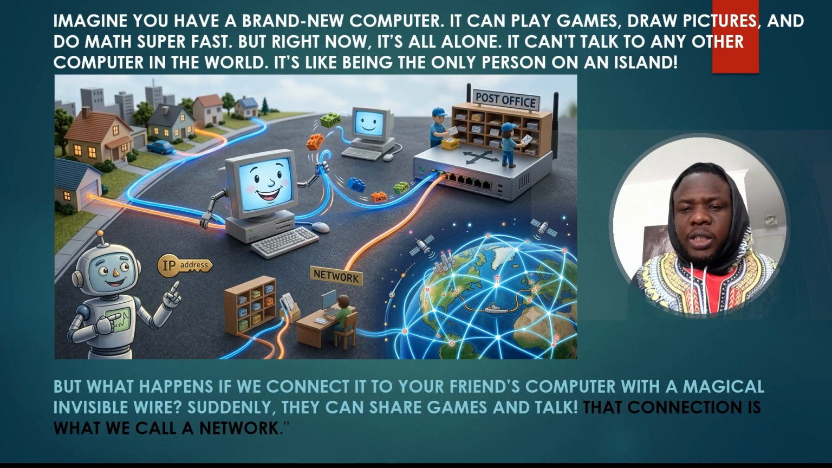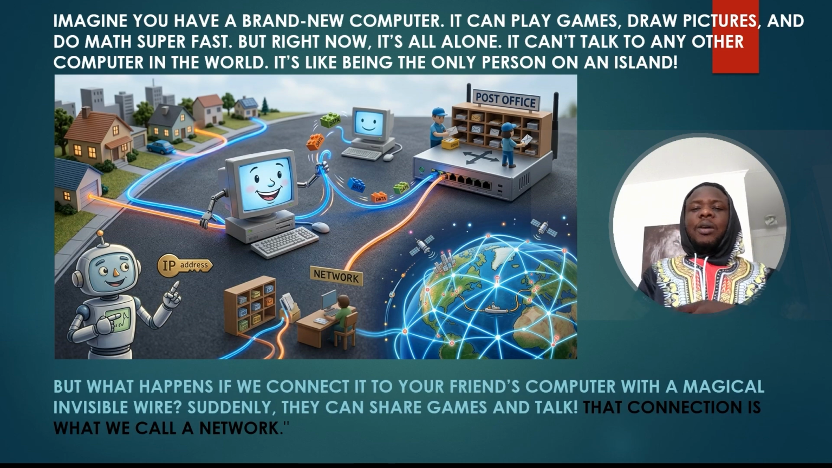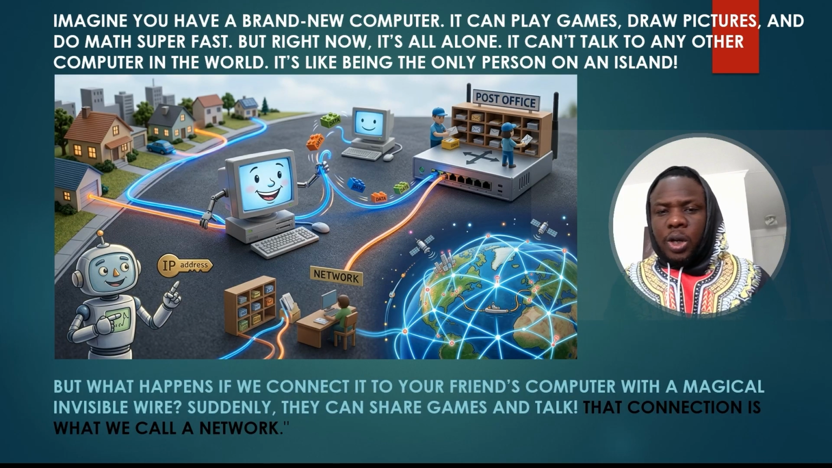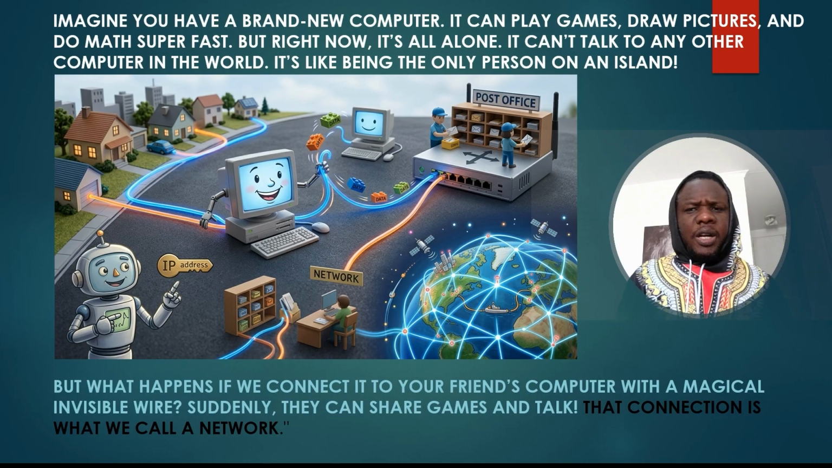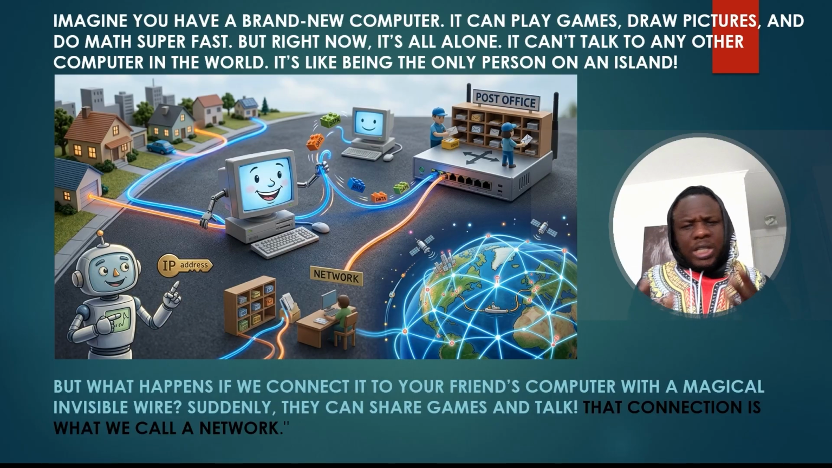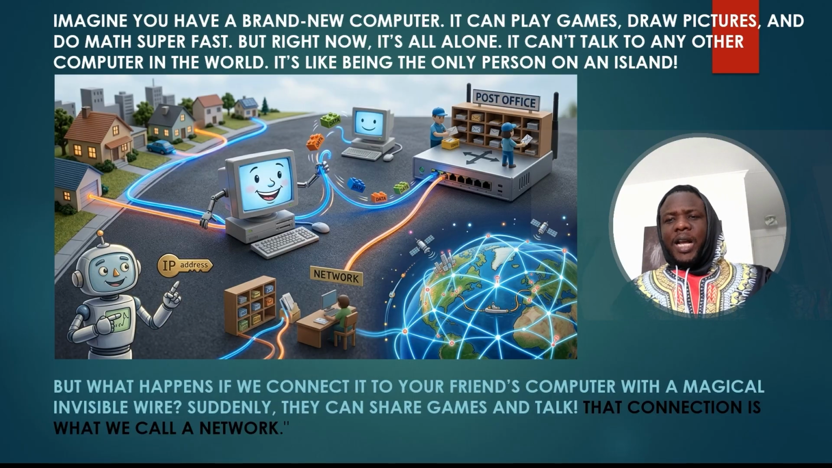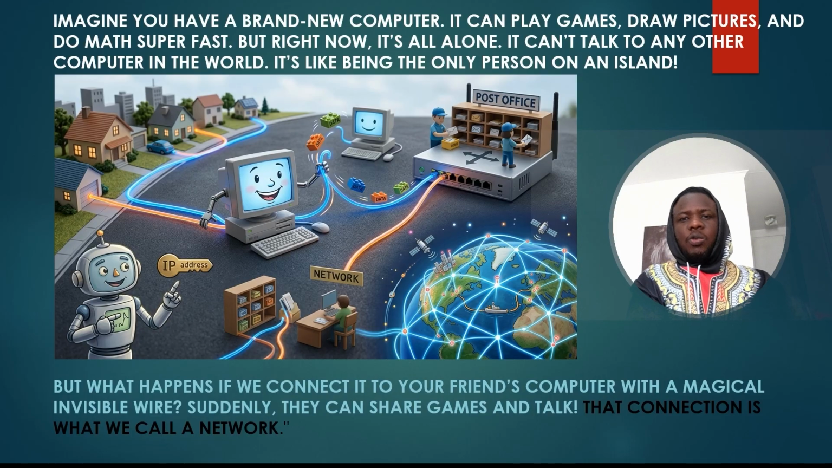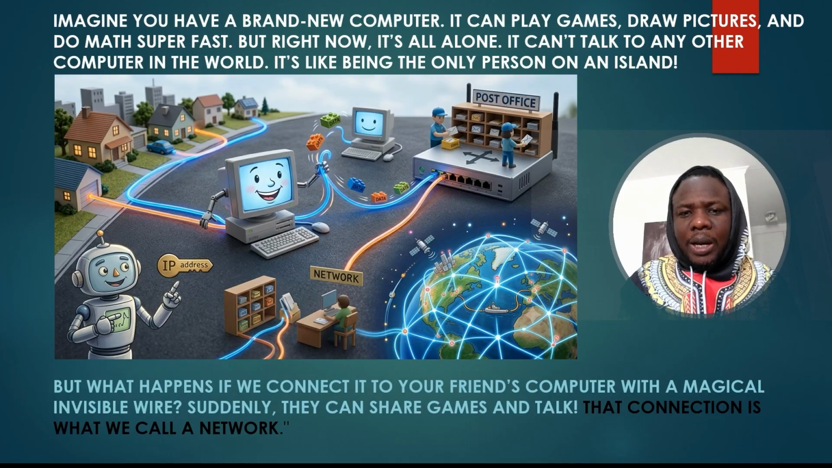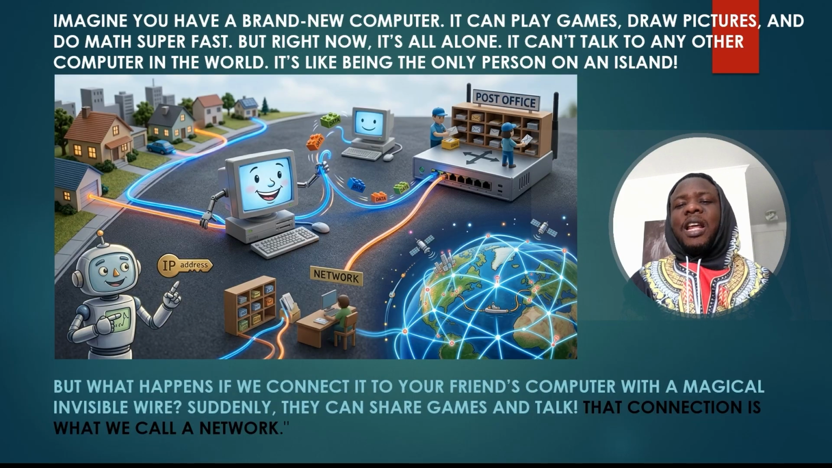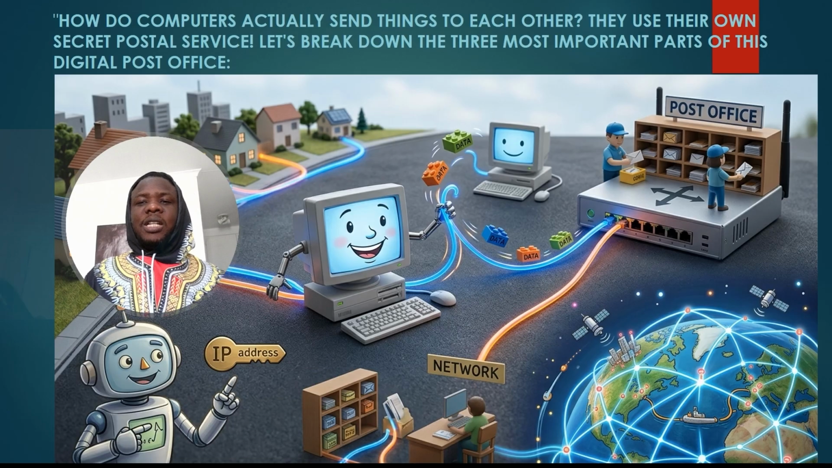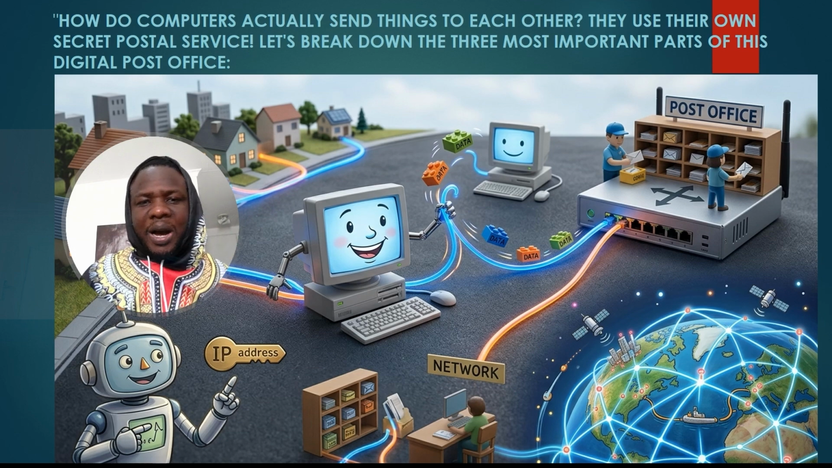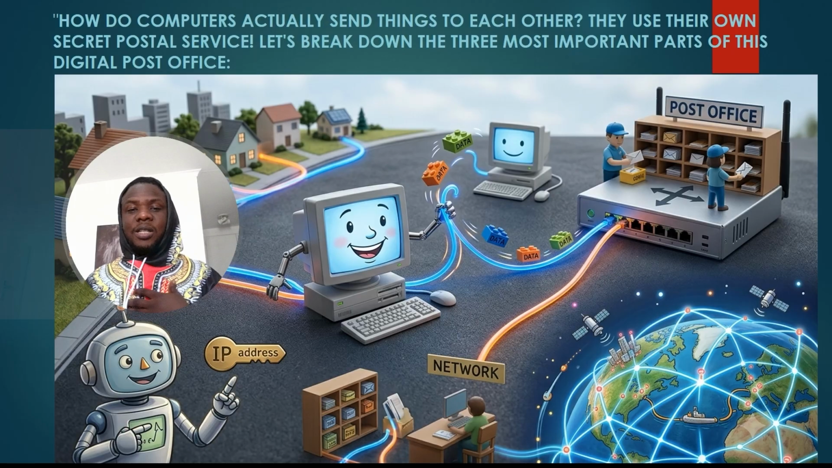But what happens if you connect to your friend's computer with a magical invisible wire? Suddenly you can share games, talk to the other connections, call people on the network, use VoIP. What type of magic is that? The connection that happens, you don't see. Some you see, which is where the cable comes from. That is what they call networking. Let's break down the three important parts of this digital host. The three most important parts when it comes to sending and receiving data.